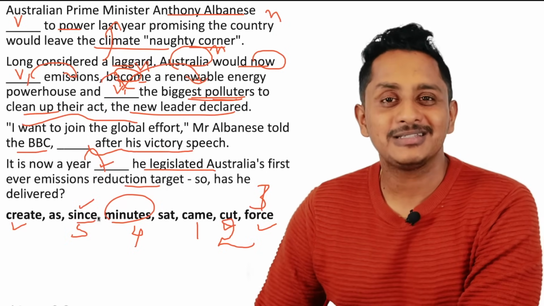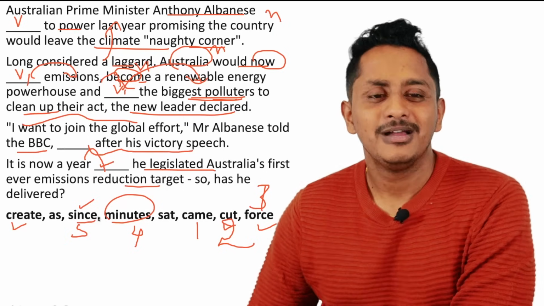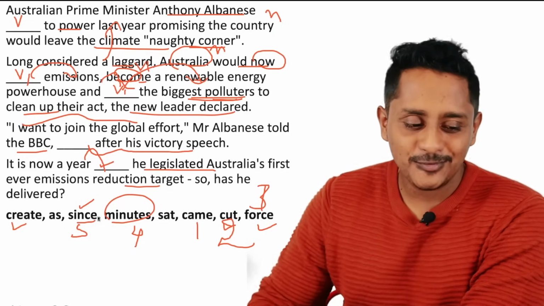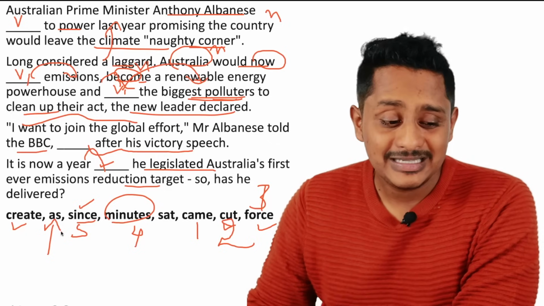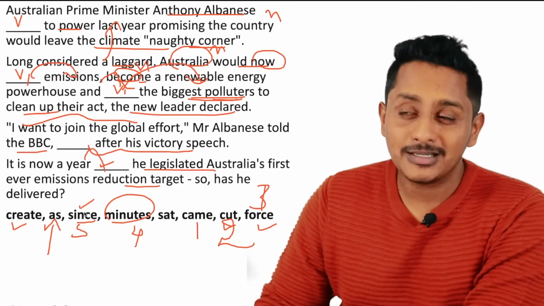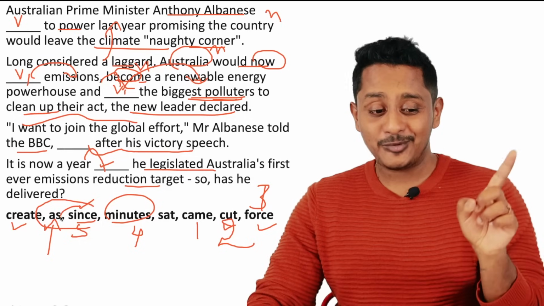It's been a year since I stopped doing something. So it is now a year. "As" is for reasoning: I went out as the weather was good. "Since" is also for reasoning: I went out since the weather is good. Both of them come for reasoning, but since can also come for time.